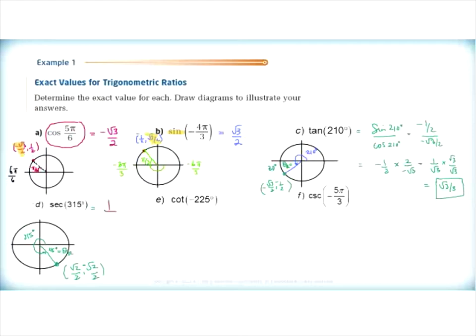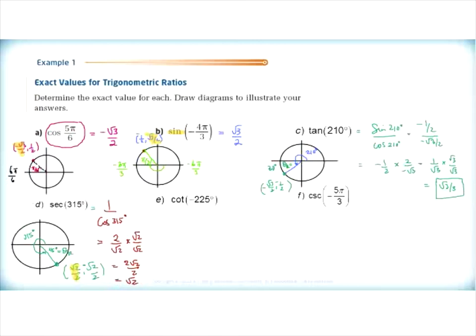Secant is the reciprocal of cosine. So it's 1 over the cosine of 315. The cosine of 315 is the first coordinate. The reciprocal of the first coordinate, root 2 over 2, take the reciprocal of that, I'll get 2 over root 2. I don't leave a radical in the denominator, so I'm going to multiply by root 2 over root 2 to get an answer of 2 root 2 over 2, which simplifies to simply root 2.